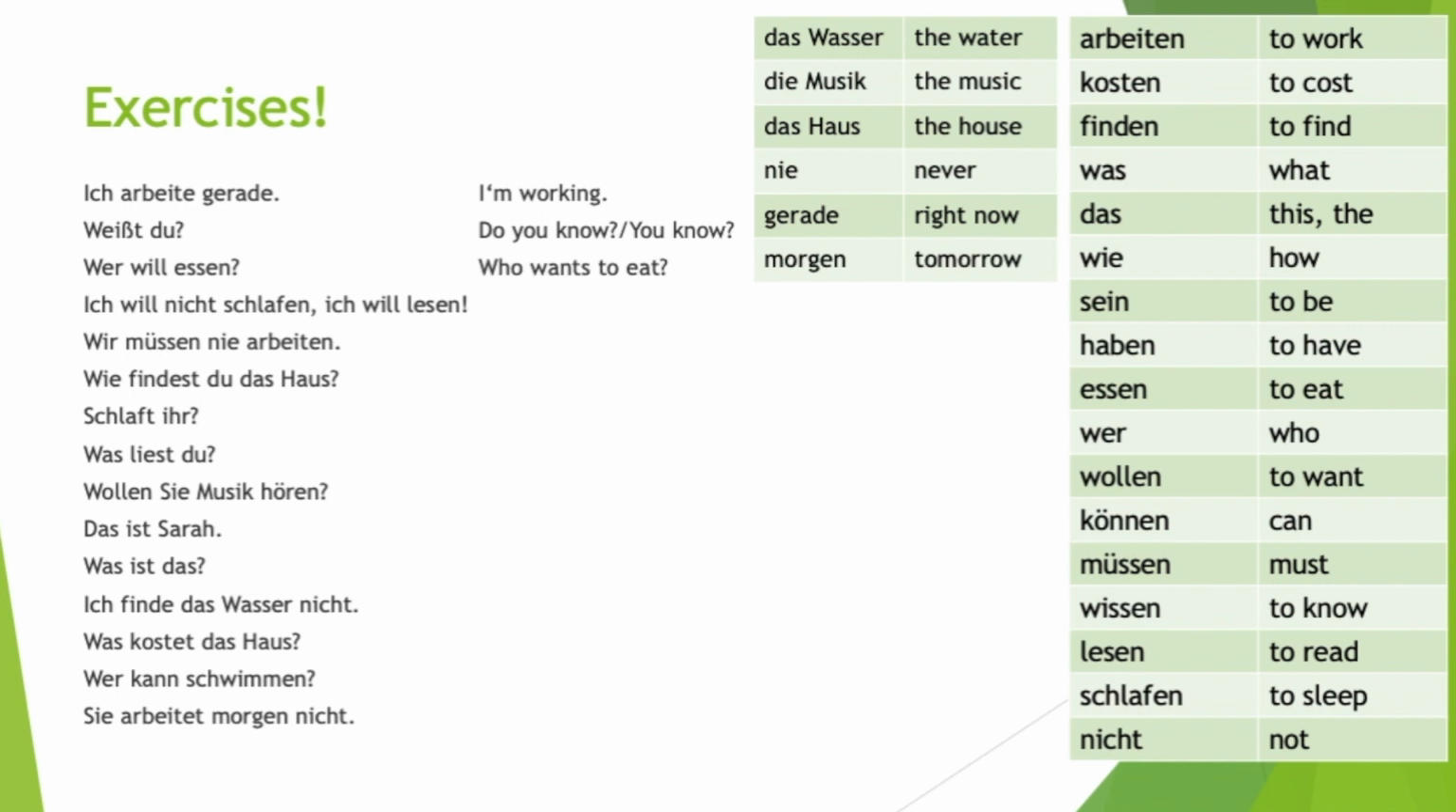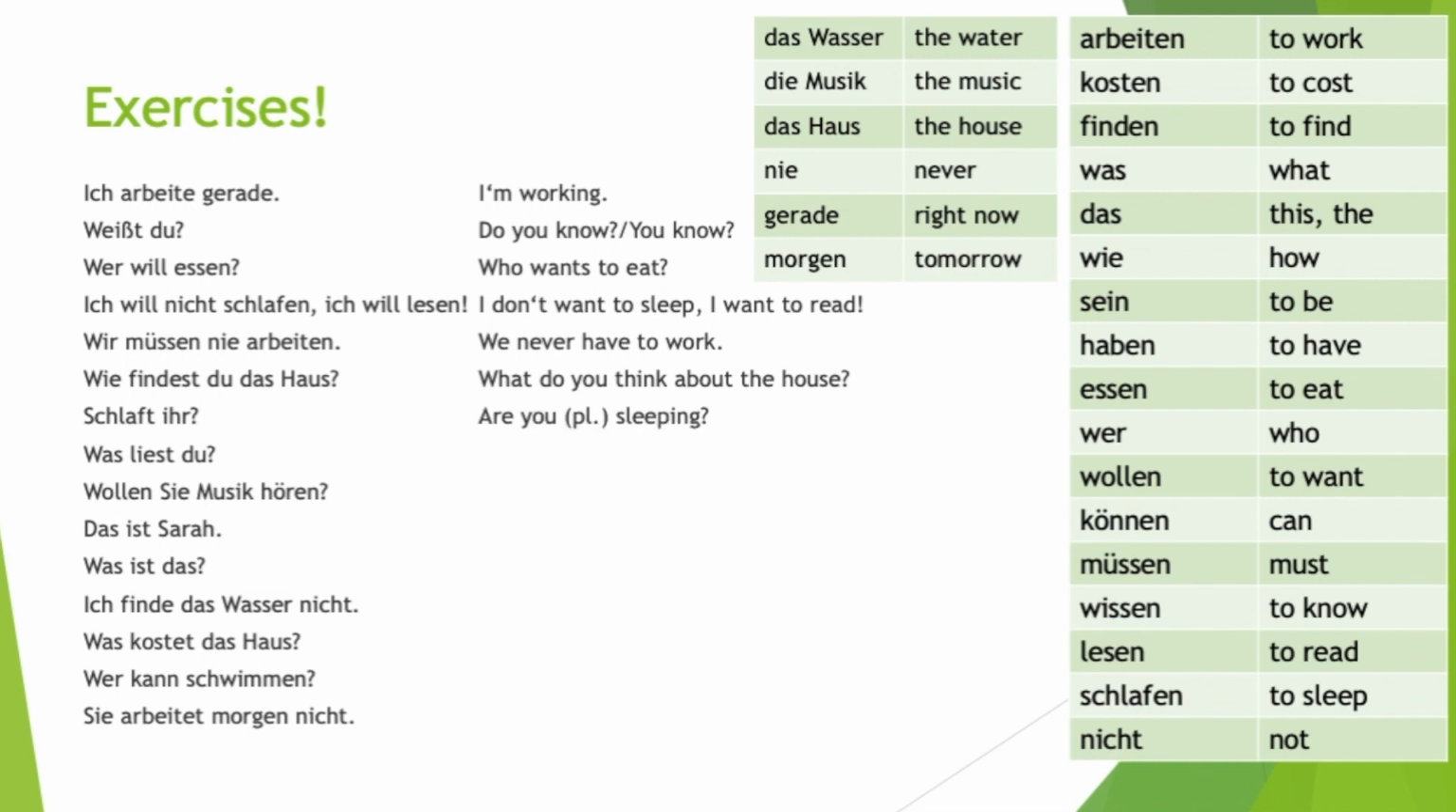Wer will essen? Who wants to eat? Ich will nicht schlafen, ich will lesen. I don't want to sleep, I want to read. Wir müssen nie arbeiten. We never have to work. Wie findest du das Haus? What do you think about the house? Schlaft ihr? Are you sleeping? Plural. Are you people sleeping? Was liest du? What are you reading? Wollen Sie Musik hören? Do you, formal, want to listen to music? Das ist Sarah. This is Sarah. Or that's Sarah. Was ist das?